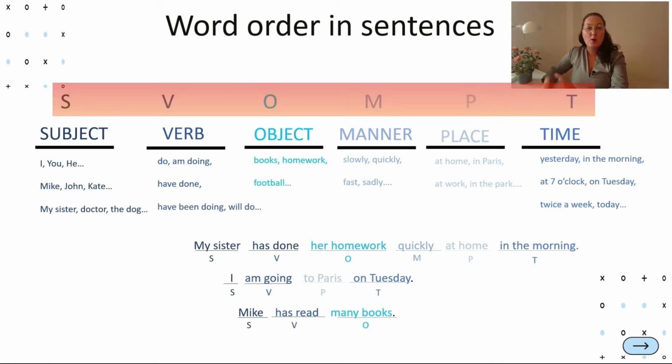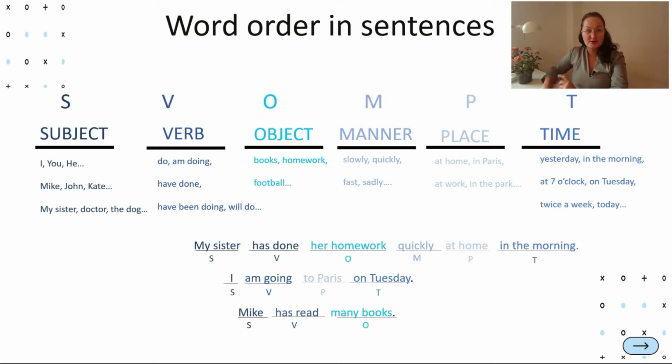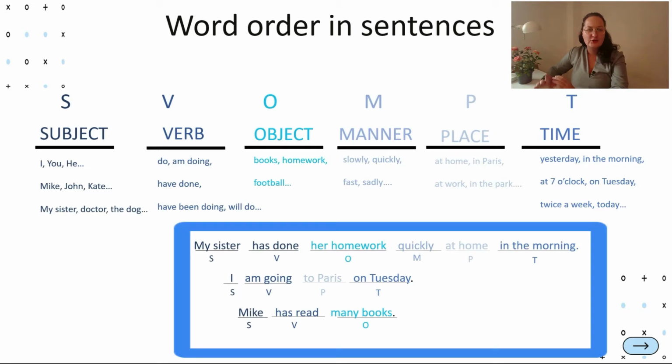So here is the pattern, SVOMPT. Let's remember it. So here are some examples. My sister has done her homework quickly at home in the morning. This is a very awkward sentence, but I tried to put in this example all the pieces of this SVOMPT pattern just to show it to you. So my sister here is a subject, has done is a verb, homework is an object. So object is actually what your action is directed to. So my sister has done what? Her homework. This is an object. Then quickly is a manner, at home is place, and in the morning is time.